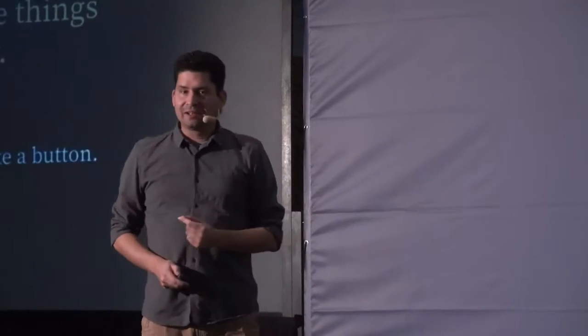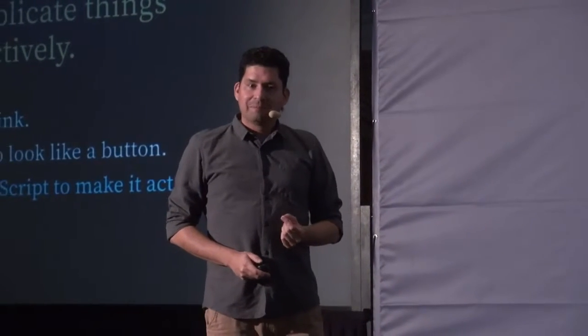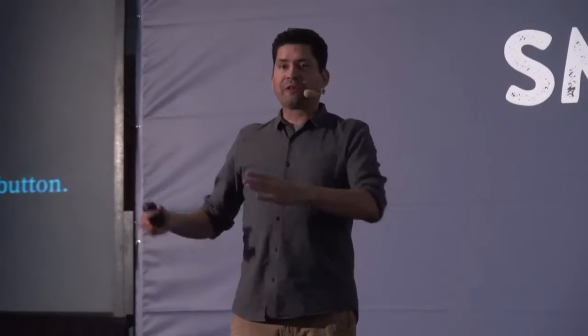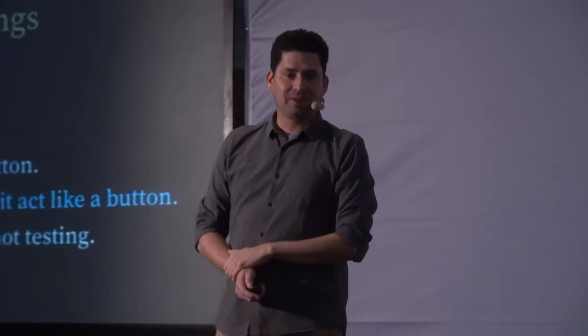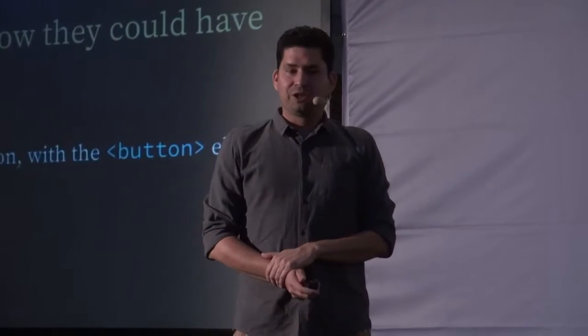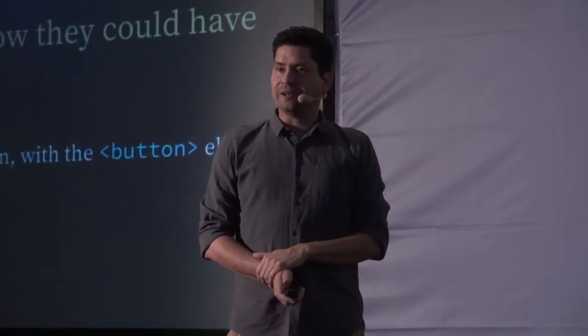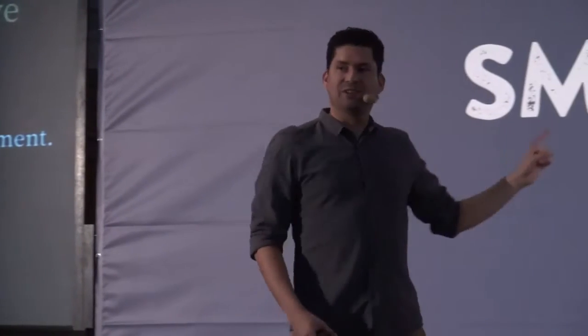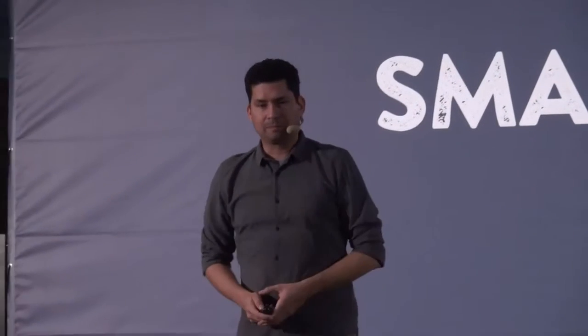So look at what they did to create this thing. They made a link, they styled it to look like a button, they added JavaScript to make it act like a button, and then they reduced their own complexity by not testing. And they could have done this: they could have just made a button with the button element and styled it to look like what they want it to look like. Why they didn't, well, there are any number of reasons, but I suspect it had to do with wanting to track things, and they were able to track things better with a link, with the particular software they were using to track, than with a button.